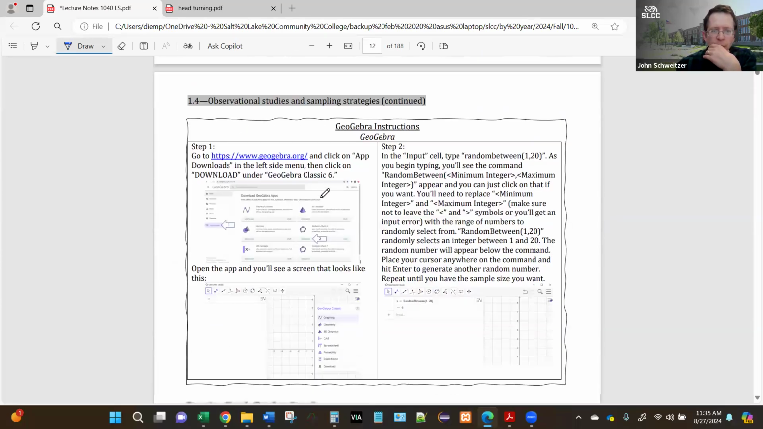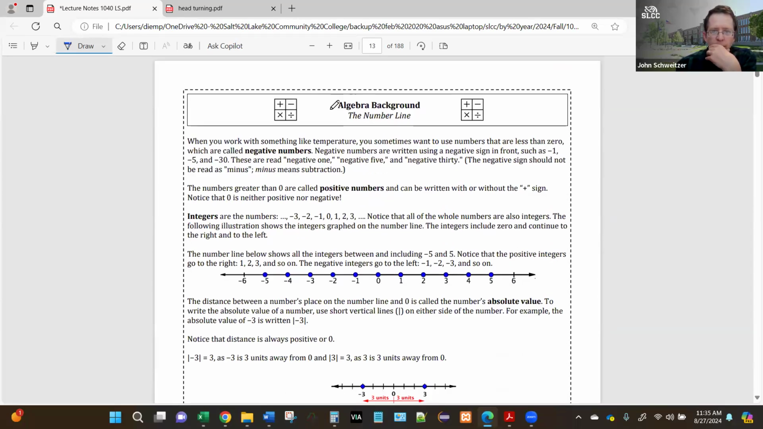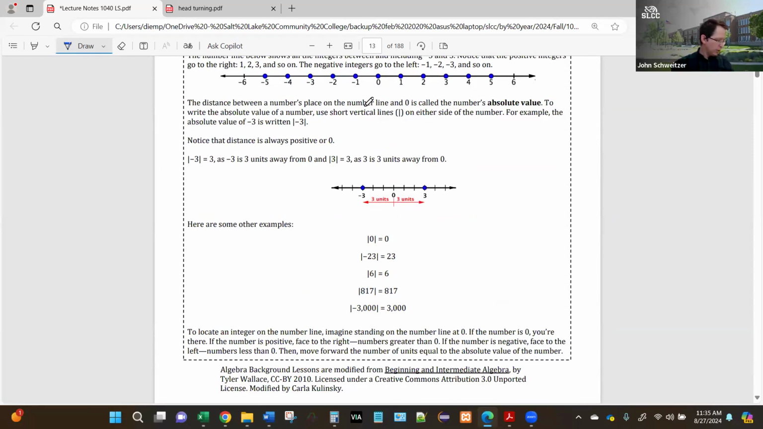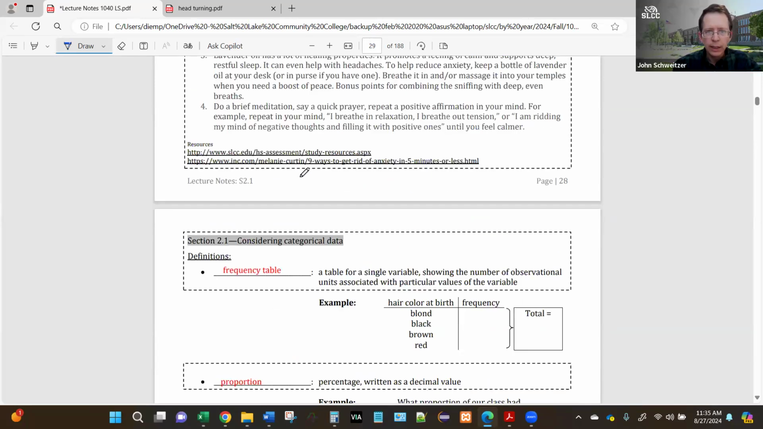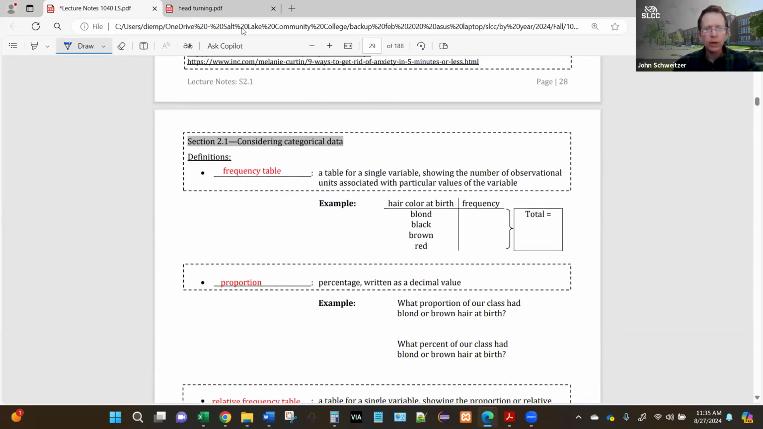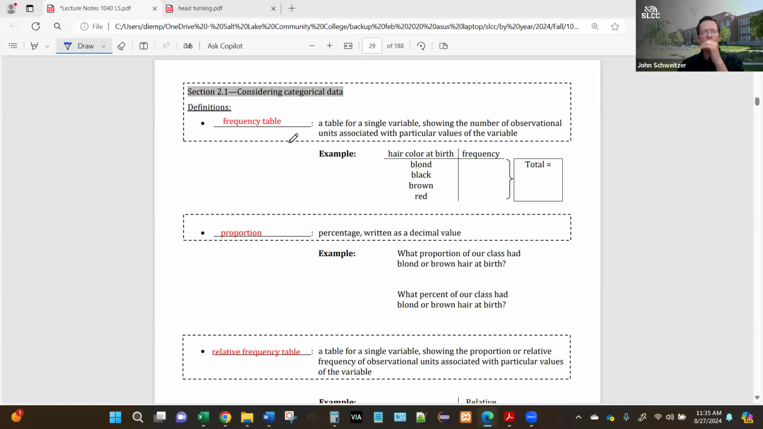There are quite a few pages here of algebra that you can work on if you want, but it's not really part of our class. So in fact, I'm going to jump all the way down to page 29 here. Please do that along with me. Okay. And so what we're going to begin here in chapter 2 is categorical data. Remember, there are 2 types of data, broadly speaking. There is categorical and there's quantitative.